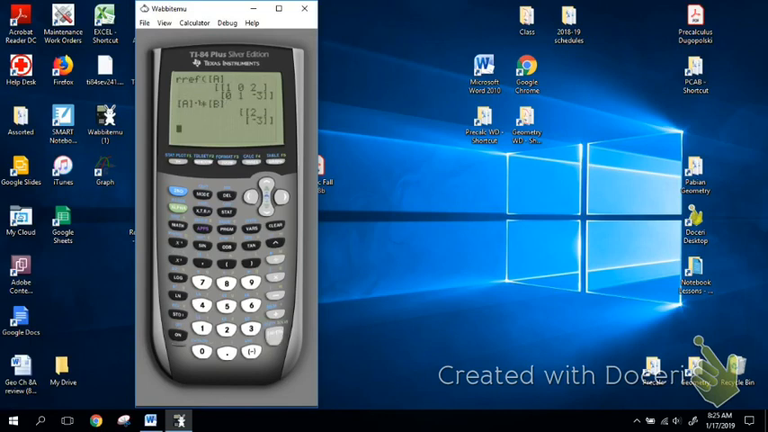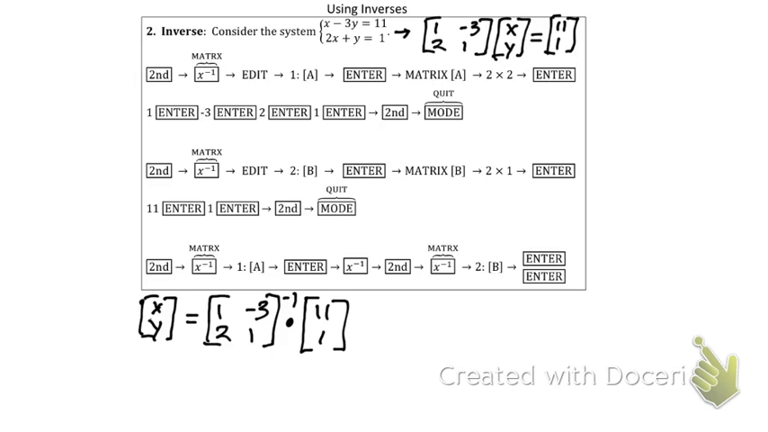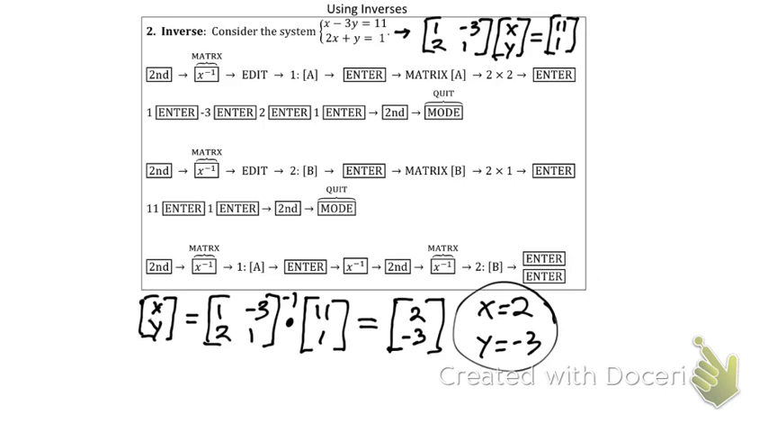And that is going to spit out 2, negative 3. So when I go back here, this is just going to equal 2, negative 3. That's what my calculator spit out. And just read the results to me. X equals 2, y equals negative 3. And that's all you need to do the inverse in your calculator.